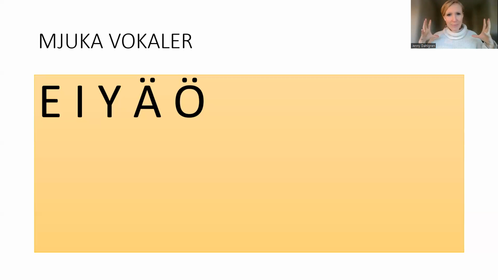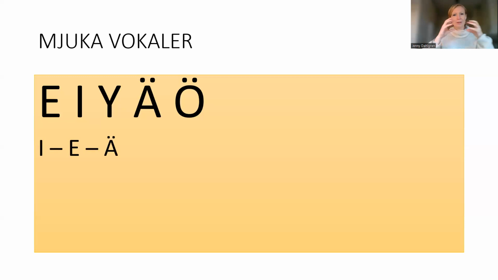And then we have ä, which is very open both ways, as in när, the question word när, or lärare, läkare, läser, jag läser en bok, ä. And the last one is ö, as in köper, or bröd, or gör, vad gör du? Jag studerar.